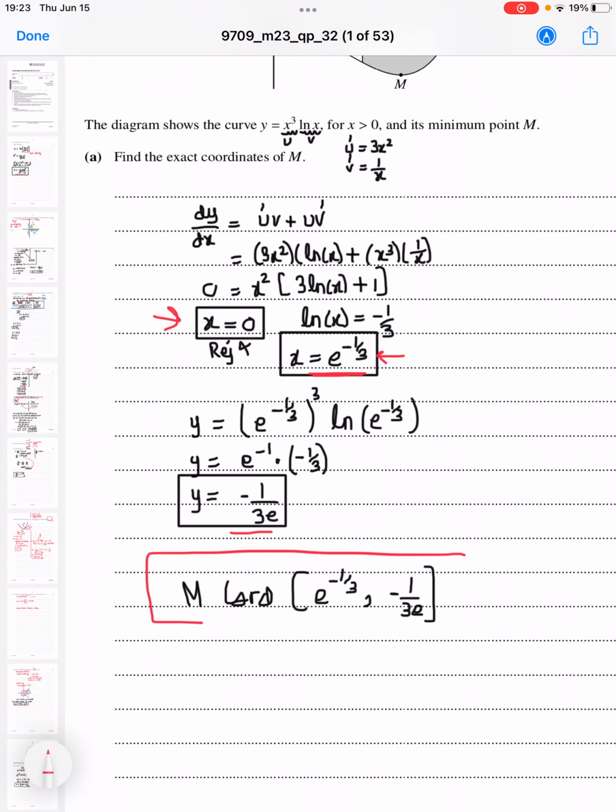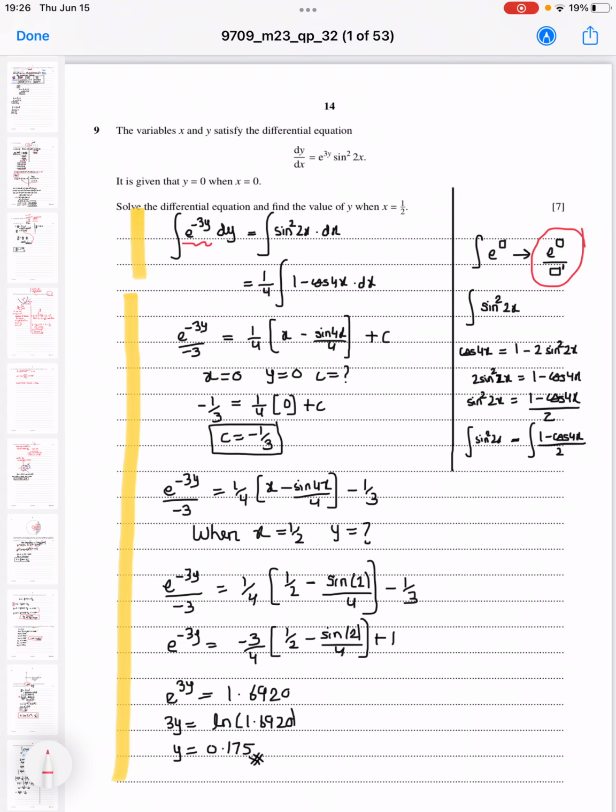The integration of e raised to the power box is e raised to the power box over box differentiation. So e raised to the power minus 3y over minus 3 equals the integral of sine square 2x. The integration of sine square could be found from the double angle formula: cos 4x is 1 minus 2 sine square 2x. Making sine square 2x the subject would give you 1 minus cos 4x over 2.